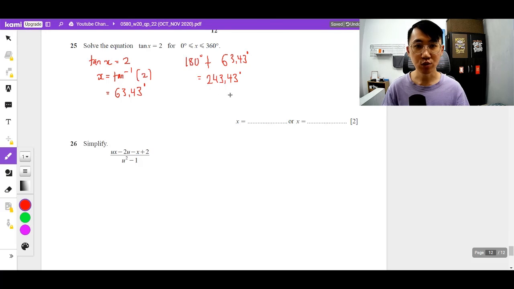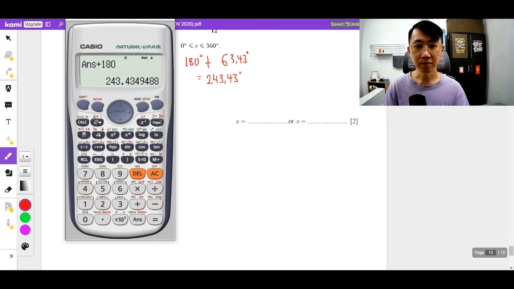So I want you to substitute this back into here, x. Okay, so let's start. Tangent 243.43. Press equal. Yep, you can see it's approximately or near to 2. That's how you check. Another answer, tangent 63.43. Again, it's going to yield you the same answer, approximately or near to 2. So that's how you check your answer.